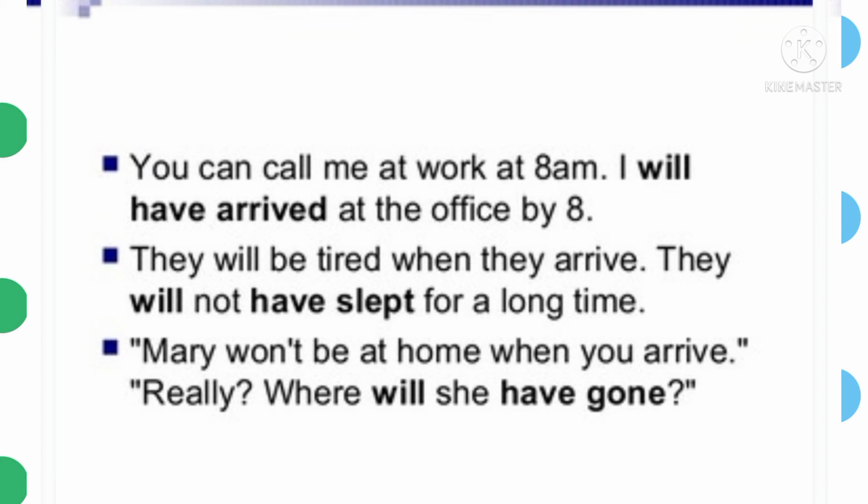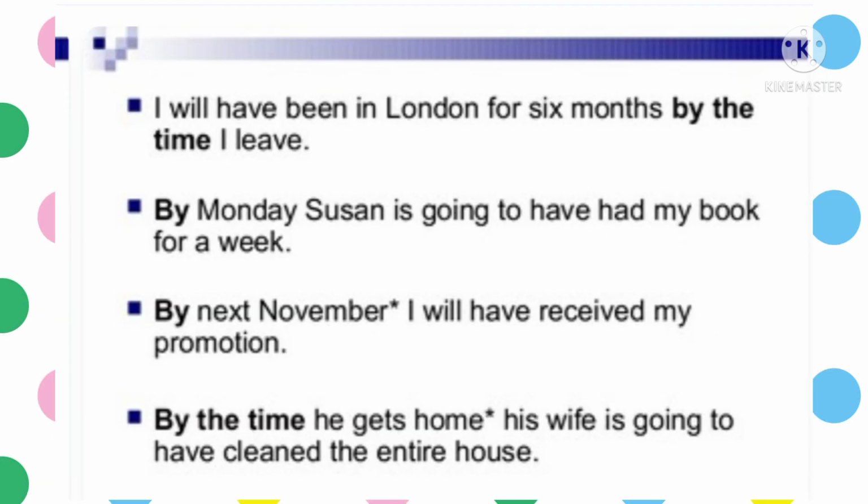First action is they will not have slept. Okay. See more examples. I will have been in London for 6 months by the time I leave. Okay. By Monday, Susan is going to have had my book for a week. Is going to is used for future tense. Okay, by next November I will have received my promotion.